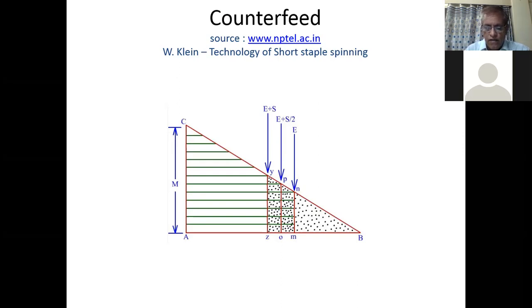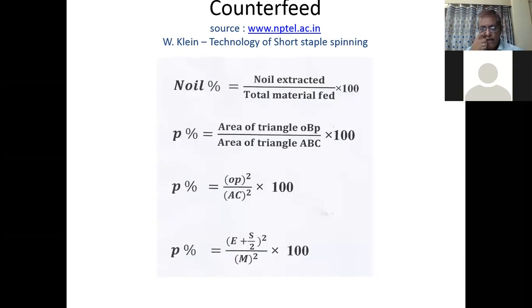So we can take the central point, that is (E plus S) by 2. Now we can conclude that any fiber longer than (E plus S) by 2 will go to sliver, and any fiber shorter than (E plus S) by 2 will go to noil. And this can be utilized in finding the noil percentage.